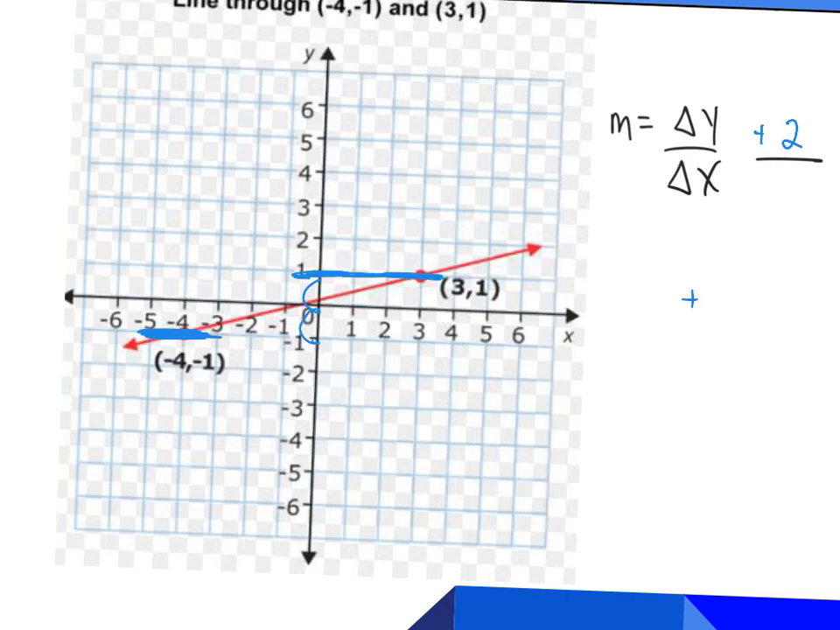Now looking at the change from left to right, my x is here, the x is here. I went over 1, 2, 3, 4, 5, 6, 7. I went over to the right 7 units. Don't forget to count 0 also. 0, 1, 2, 3, 4, 5, 6, 7.